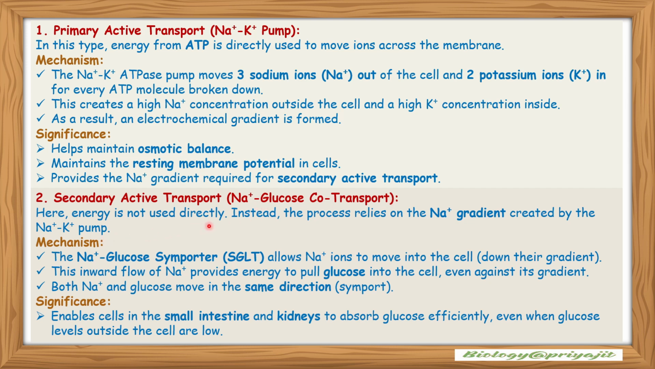Here energy is not used directly. Instead, the process relies on the Na+ gradient created by the Na+ K+ pump. The Na+ glucose importer, or SGLT, allows Na+ ions to move into the cell down their gradient. This inward flow of Na+ provides energy to pull glucose into the cell even against its gradient. Both Na+ and glucose move in the same direction, or symport. Significance: it enables cells in the small intestine and kidneys to absorb glucose efficiently even when glucose levels outside the cells are low.